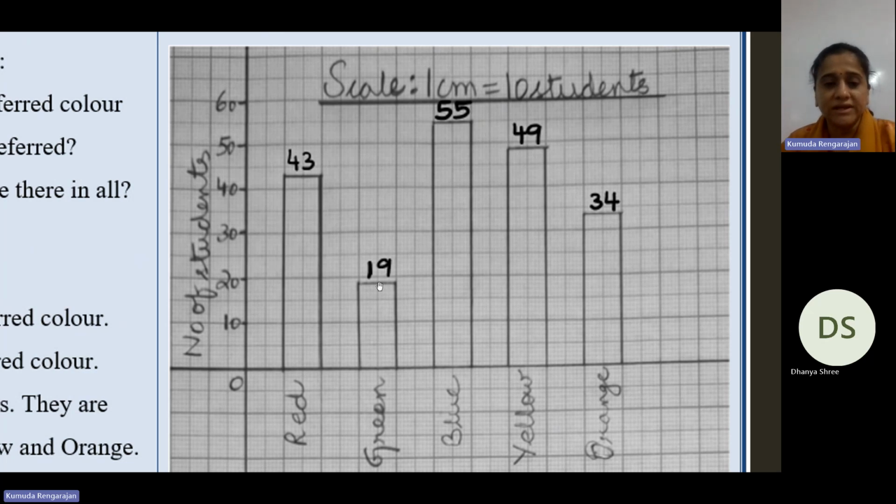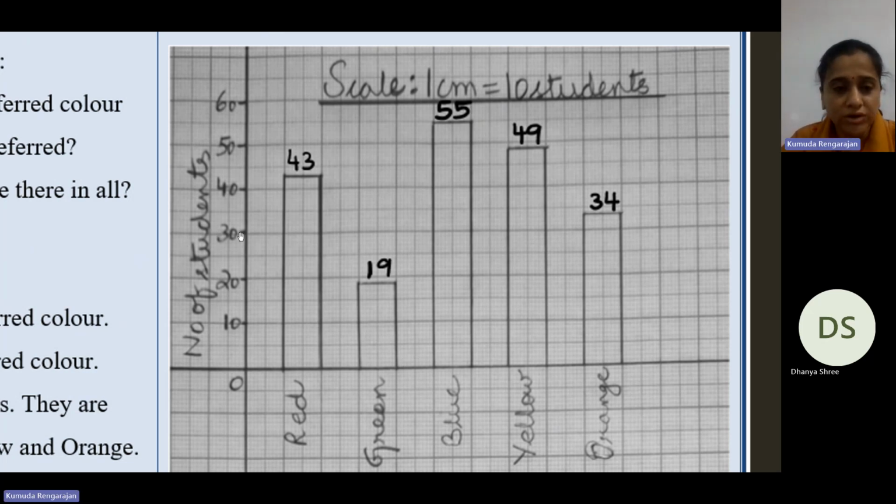Then the next one is 19. 19 is, this is 20. So the line below that is 19. 55. 55 is, this is 50. 55, 60. This is 55. 49. So this is 50. So below that is 49. 34. Below 35. This is 30, this is 40, this is 35. And below that is 34. The immediate line below 35 is 34.